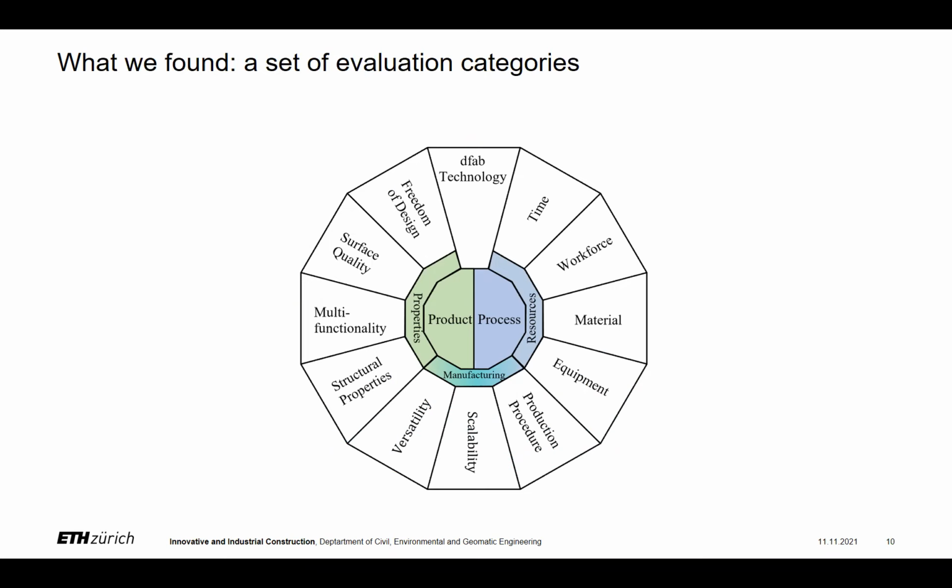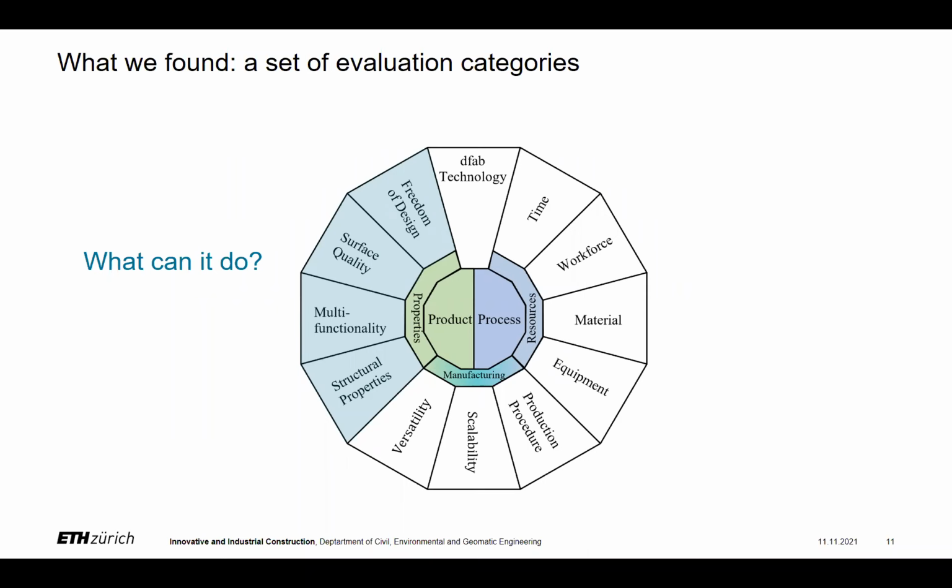And these break down into 3 larger groups. The first group is the properties and addresses the question, what can it do? So these are things like freedom of design, so how many different things, geometrically speaking, can I make with this technology?